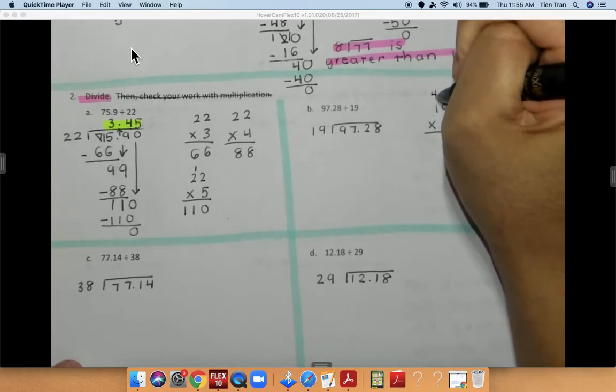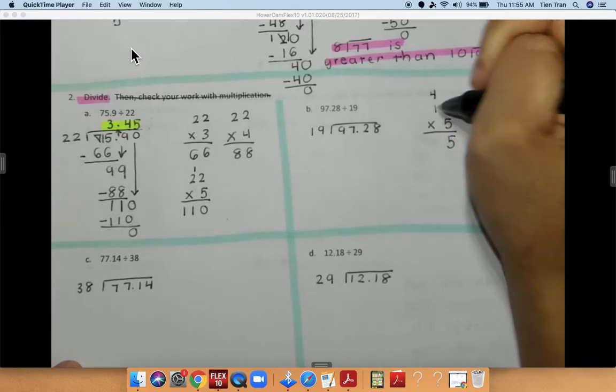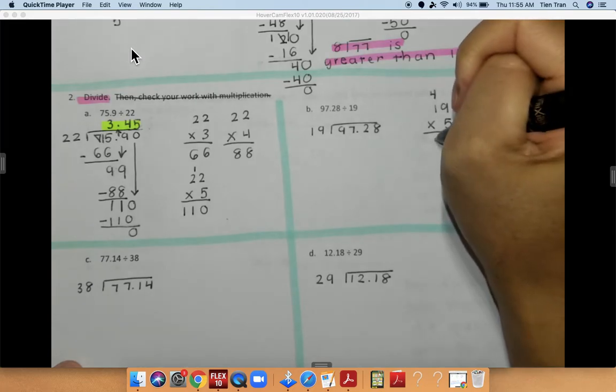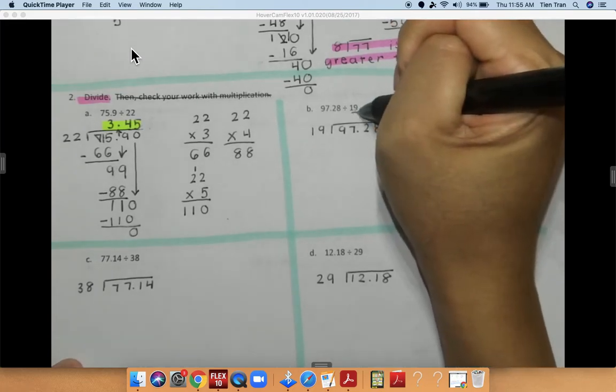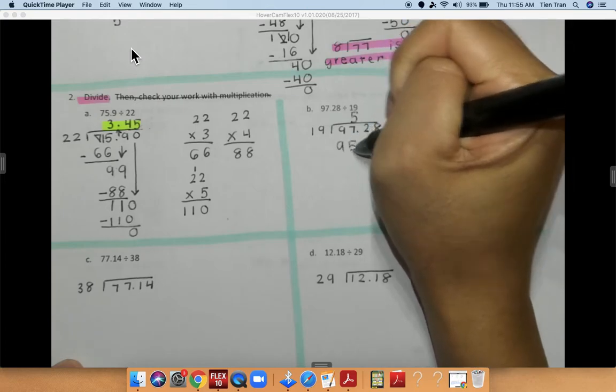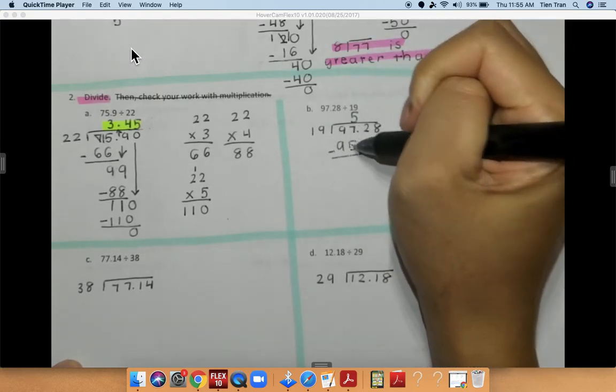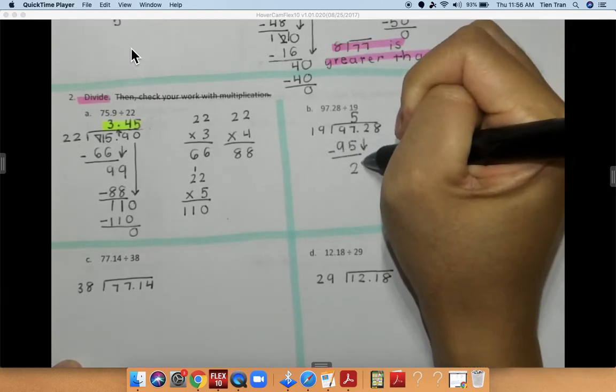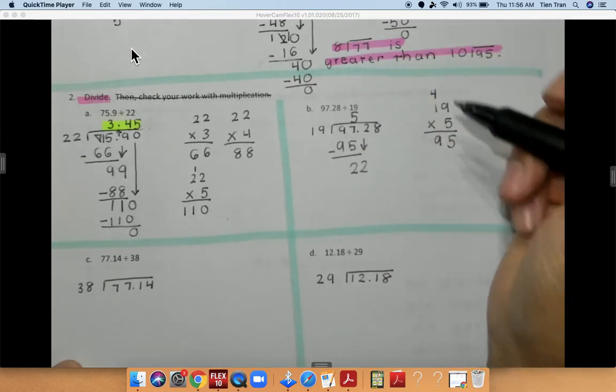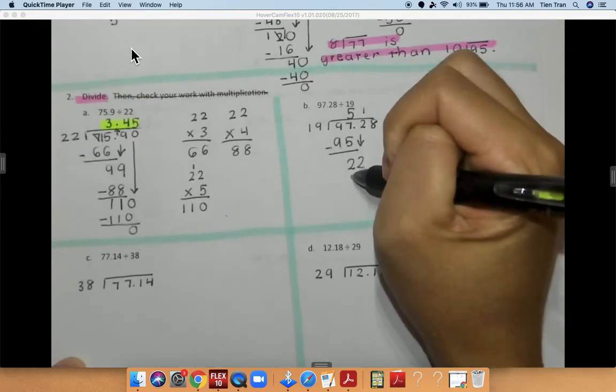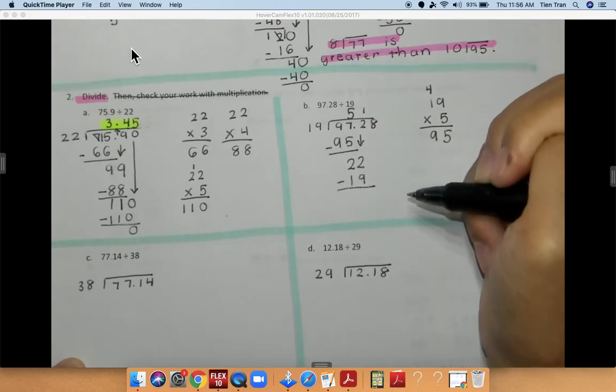9 times 5 is equal to 45. 5 times 1 is 5, plus 4 is 9, 95. And that is super close, so I can leave that as is. 7 minus 5 is equal to 2. Bring down your 2. How many times can 19 go into 22? 1 time, because 19 is really close to 22.